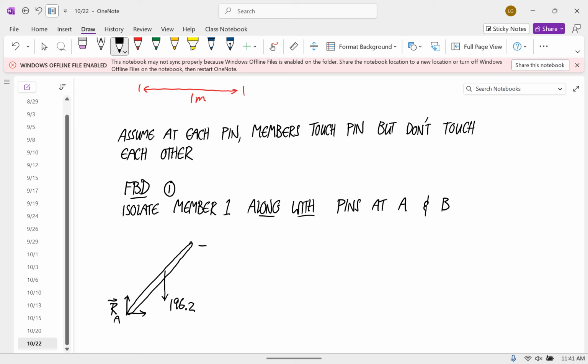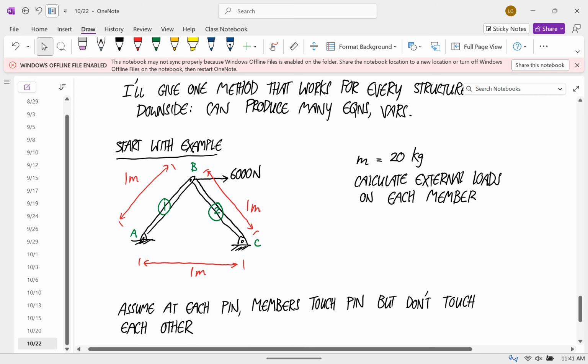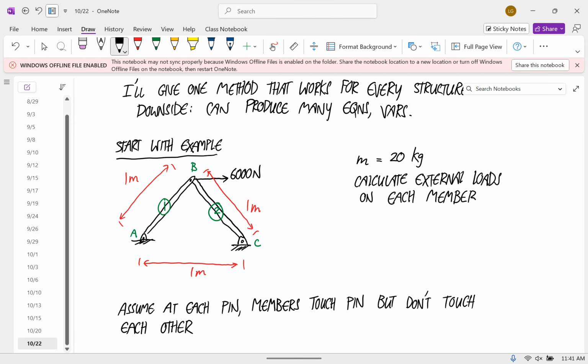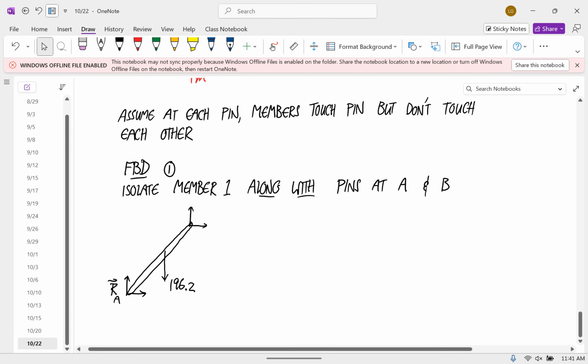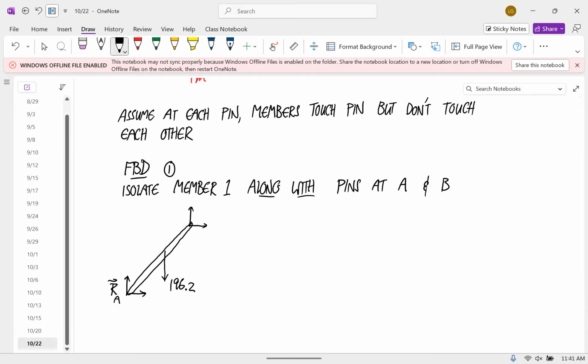And then up here, what's the force that member 2 applies to that pin that we're treating as part of member 1? That is just the force applied by a pin joint. So this is just going to be an unknown force vector. And I'm going to use that subscript notation to name this. I'm going to call this the force on body 1 by body 2.